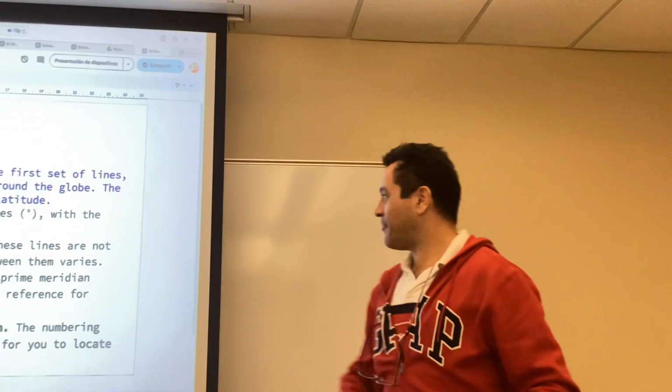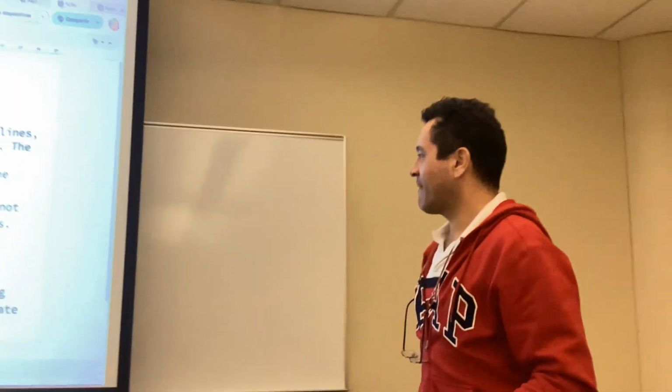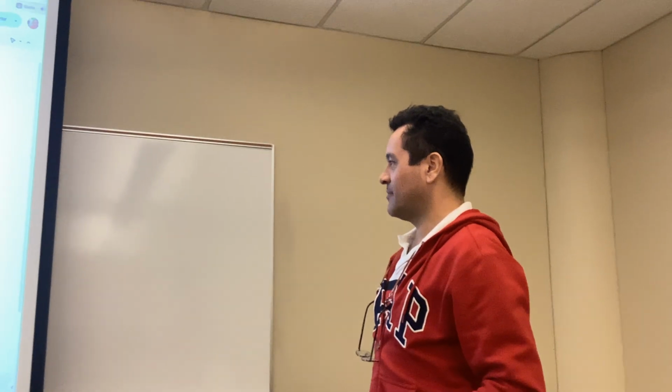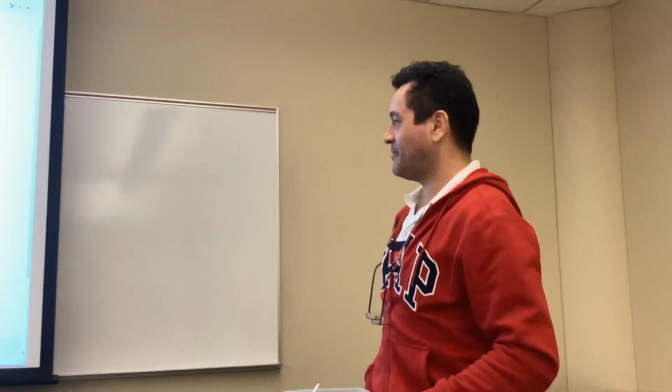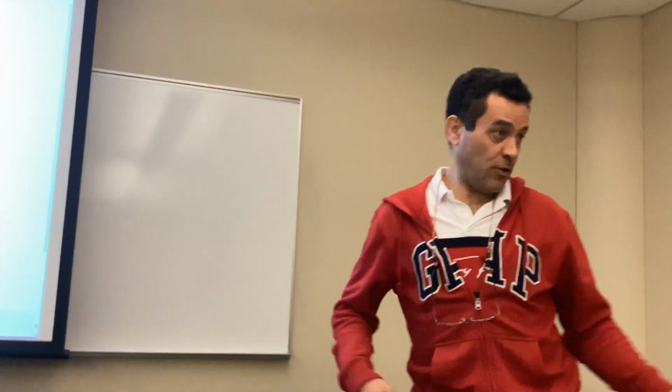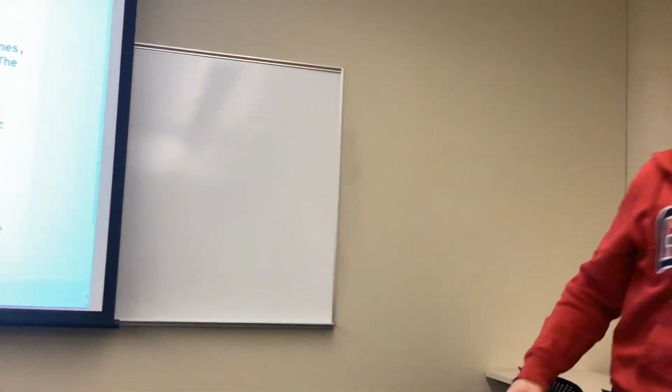Meridians are measured in degrees, with the prime meridian marking 0 degrees longitude. The prime meridian is a reference for measuring other meridians. Good. And the last one? Latitude and longitude mark absolute locations. The numbering system of the global grid helps make it easy for you to locate any place on Earth. Okay, good. Thank you very much.